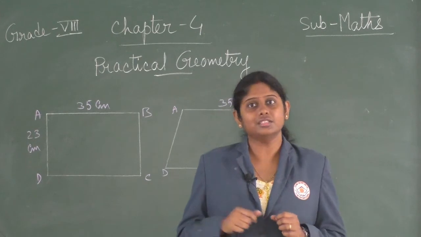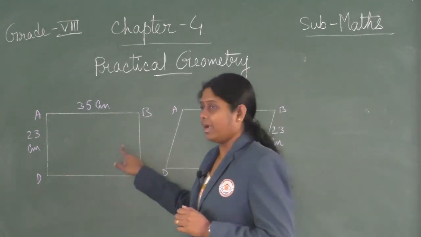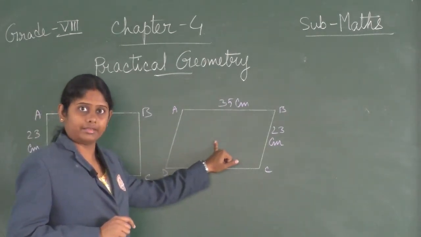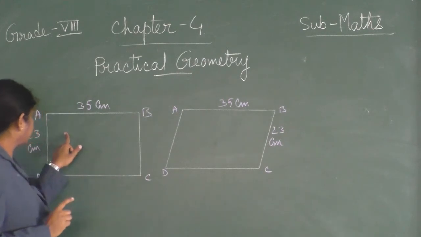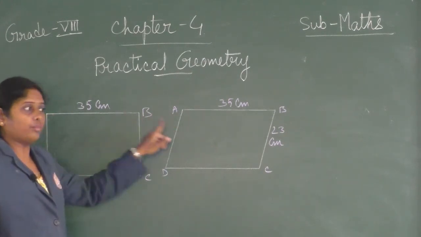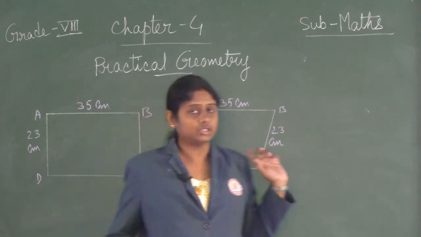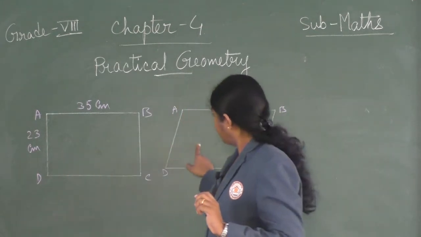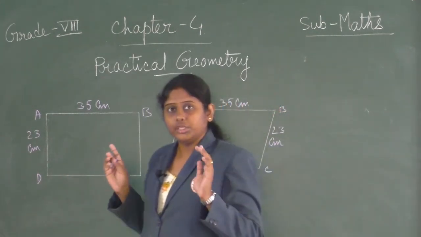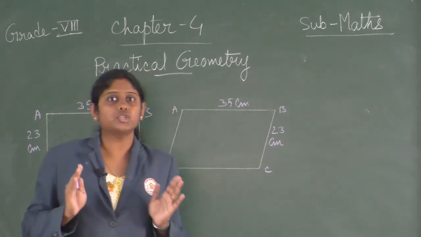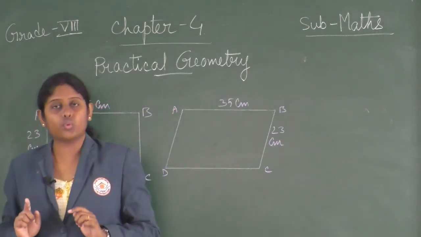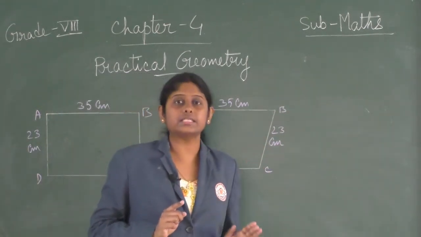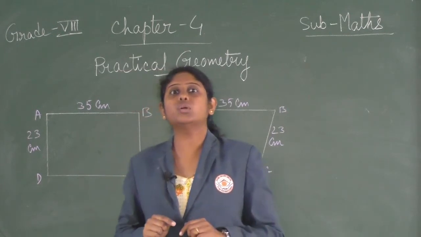To find the answer, check the board. Here one rectangle and one parallelogram are there with the same measurements. You can see AB for both the shapes is 35 centimeter and AD is 23 centimeter. So using the same measurements we can draw 2 types of quadrilateral. That means 4 measurements are not sufficient to draw a unique quadrilateral.